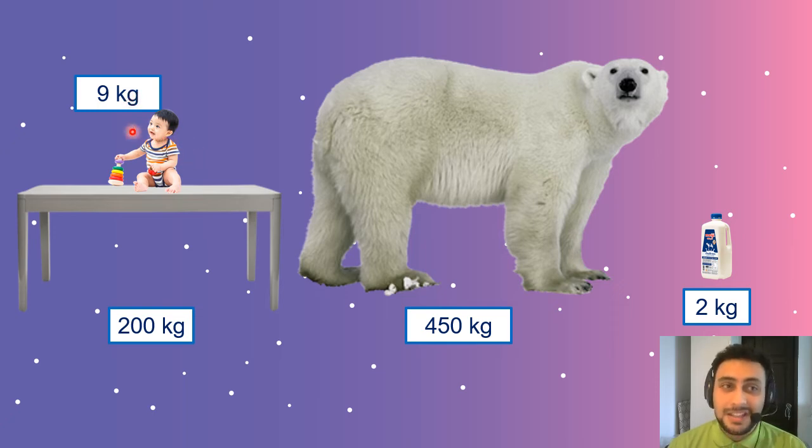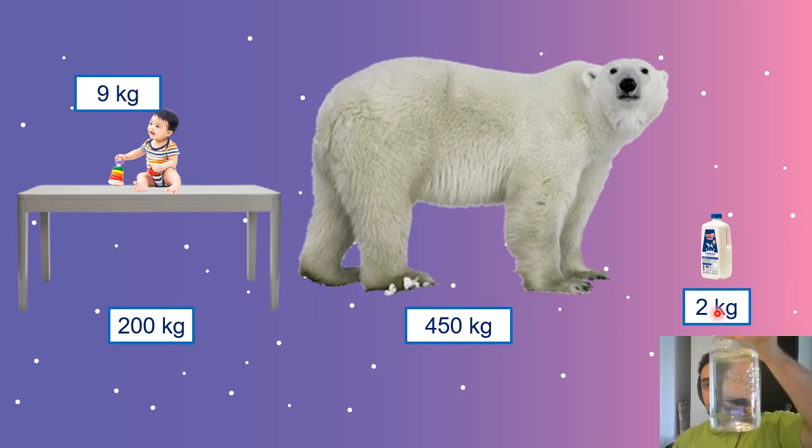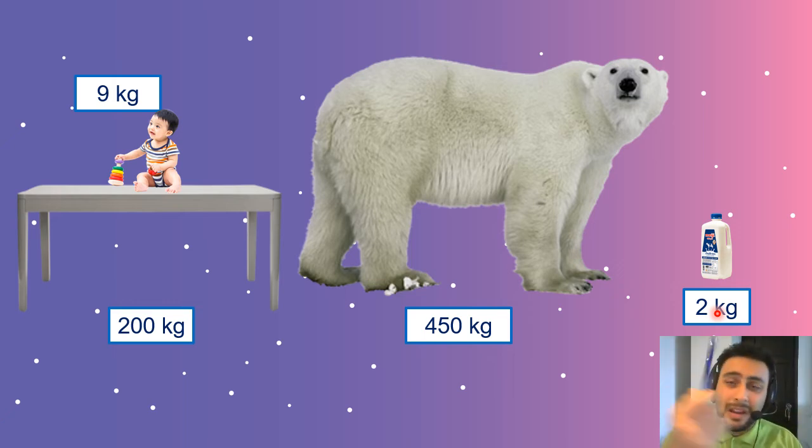This baby is 9 kilograms. Oh, this table is 200 kilograms. Ooh, pretty heavy. Oh my god, we have a polar bear. This polar bear is 450 kilograms. So heavy. And oh, we have a bottle of milk. 2 kilograms. So, for example, this is maybe 2 kilograms, right? But when we talk about my pen, I can say it's maybe 30 grams, right?